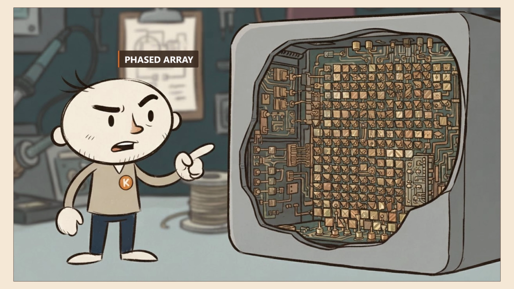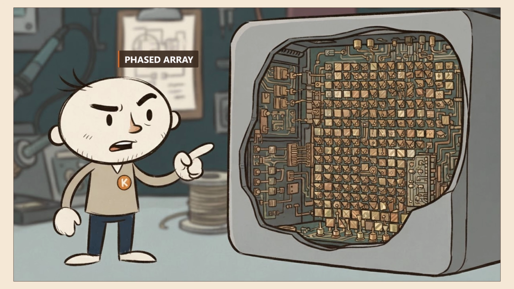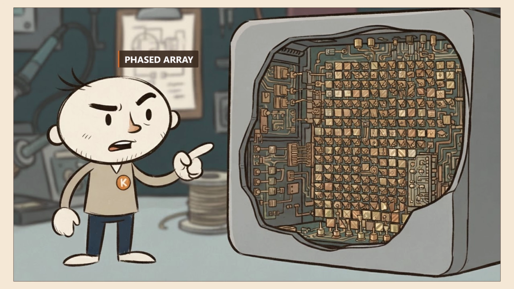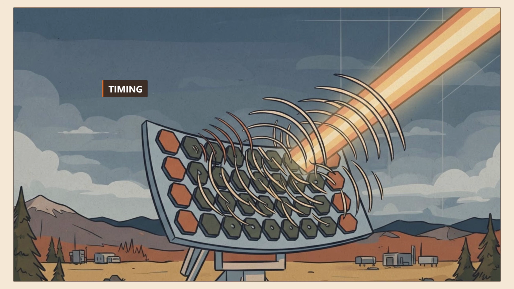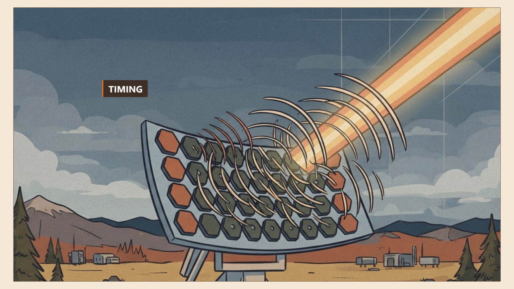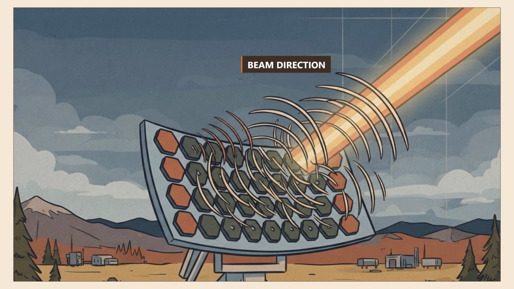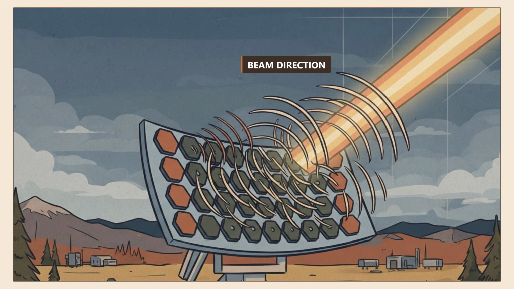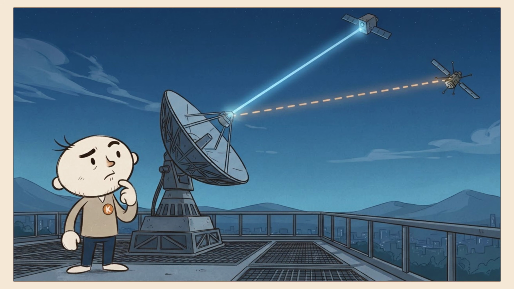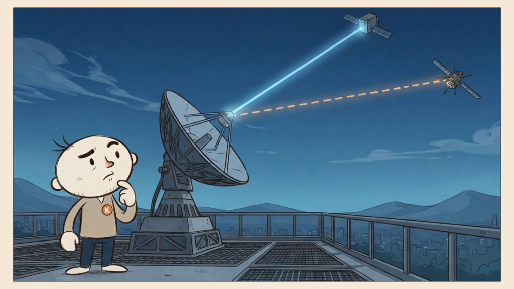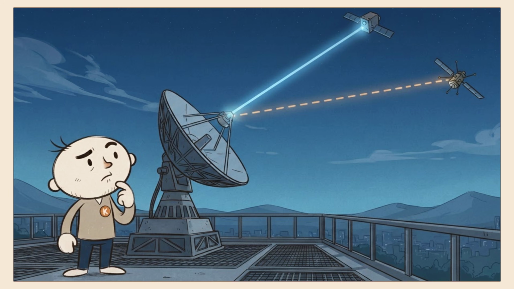Instead of one simple antenna element, the terminal contains many small elements working together. The system controls the timing of the radio waves they produce. When those waves combine, they reinforce one another more strongly in a chosen direction. By changing the timing, the antenna changes the direction of the radio beam electronically. The dish does not need to physically swing from satellite to satellite every few seconds. The beam moves even when the terminal appears almost still.